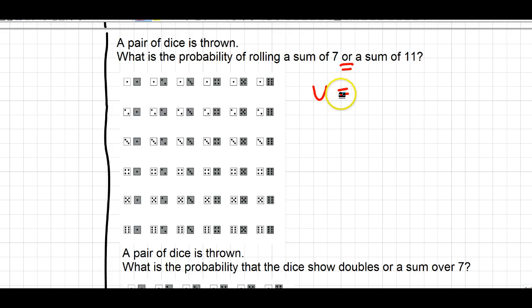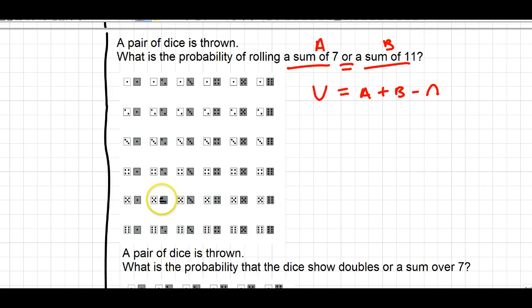I know that the union of the two events is going to be the probability of A plus the probability of B minus any overlap. So A is going to be the first event that's mentioned, the sum of 7. B is going to be the second one that's mentioned, the sum of 11. So I'm going to just figure out where those are in the picture.